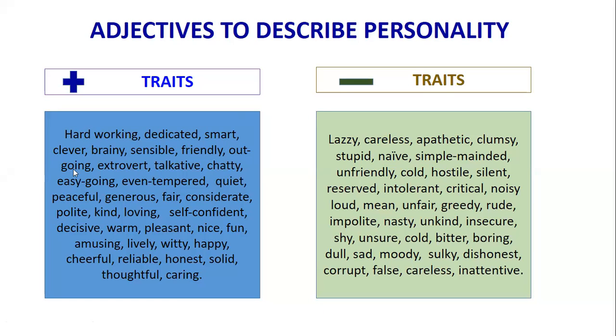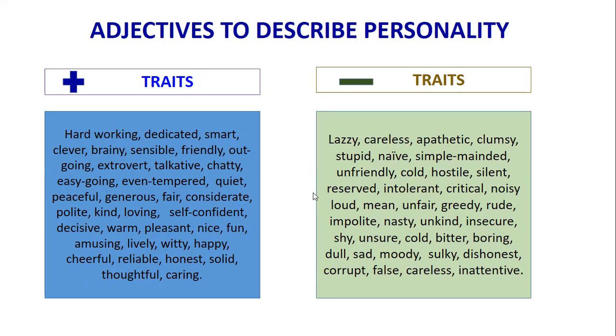Negative traits. For example, some positive traits are hardworking, dedicated, smart, clever, brainy, sensible, friendly, outgoing, extrovert, talkative, chatty, easygoing, even-tempered, quiet, peaceful, generous, fair, considerate, polite, kind, loving, self-confident, decisive, warm, pleasant, nice, fun, amusing, lively, witty, happy, cheerful, reliable, honest, solid, thoughtful, caring.